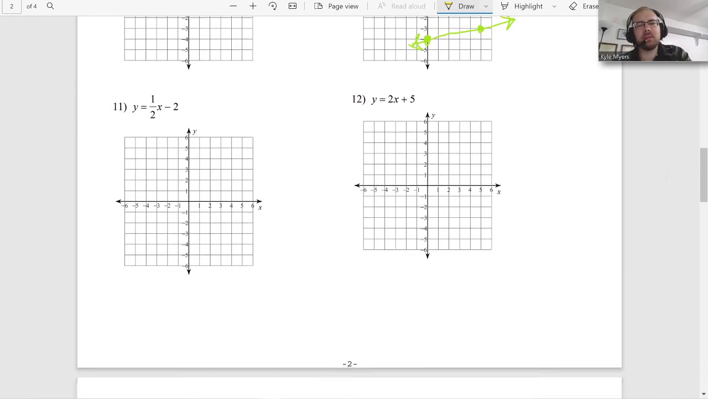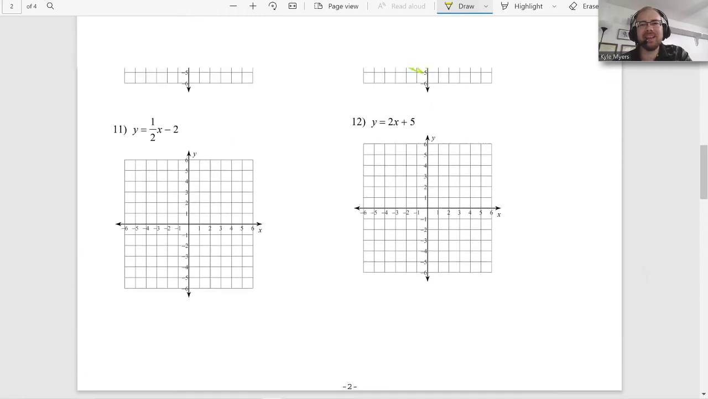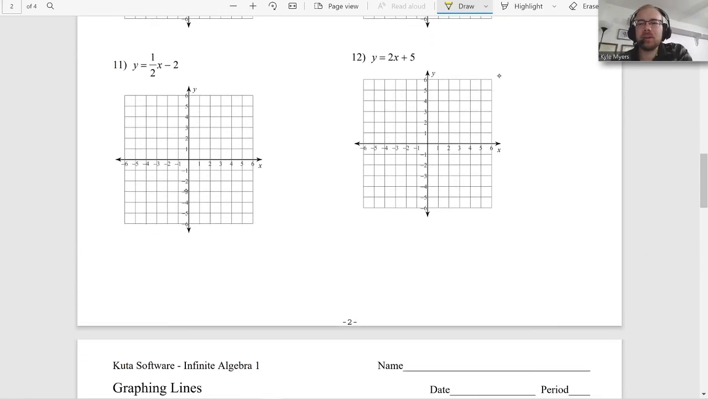We're actually almost done with this thing. Can you believe it? Because look at this. Here's the answers. We're on the last 2 already. Woo, quick worksheet. Negative 2, up 1 over 2. There it is. And then right here, up 5. This is 2, which is 2 over 1. So I go up 2 over 1. And there we go. We're done, actually.